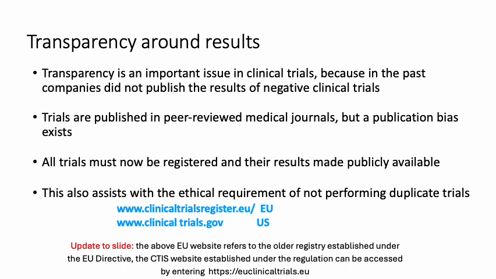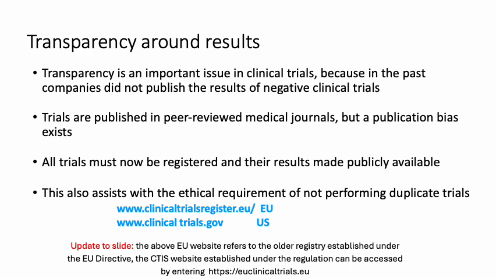One of the reasons that transparency is so important around clinical trial results is because in the past, companies and sponsors did not publish the results of negative clinical trials. And this would mean that the information about whether certain products could be used for different populations or for different indications was not in the public domain. So trials were published always in peer-reviewed medical journals, but there's a publication bias because editors of medical journals may not be so interested in negative trials.